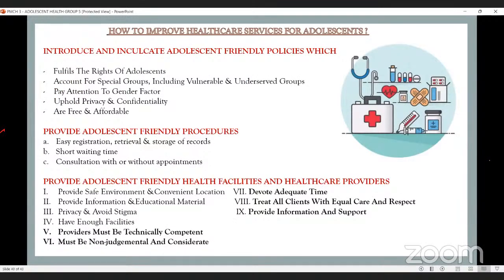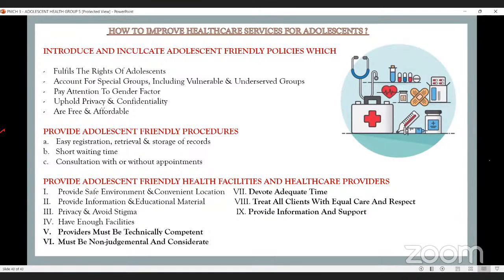How to improve healthcare services for adolescents: introduce and inculcate adolescent-friendly policies, which fulfill the rights of adolescents, account for special groups, include vulnerable and underserved groups, pay attention to gender factor, uphold privacy and confidentiality, and are free and affordable. To provide adolescent-friendly procedures: A is easy registration, retrieval, and storage of records; B is short waiting time; and C is consultation with or without appointments.